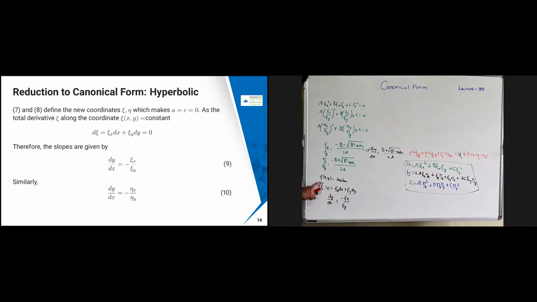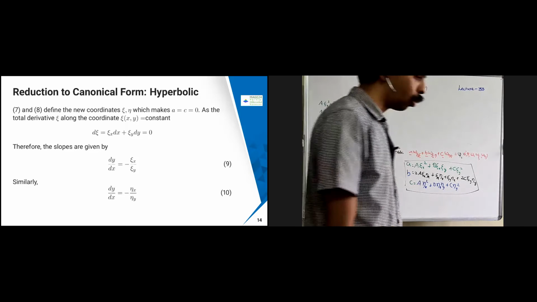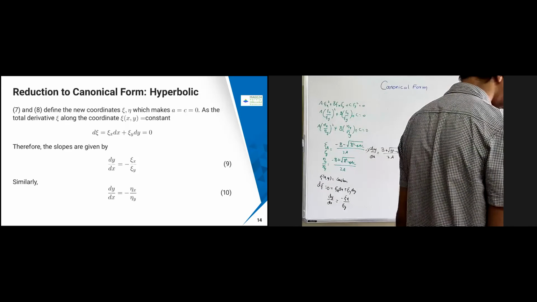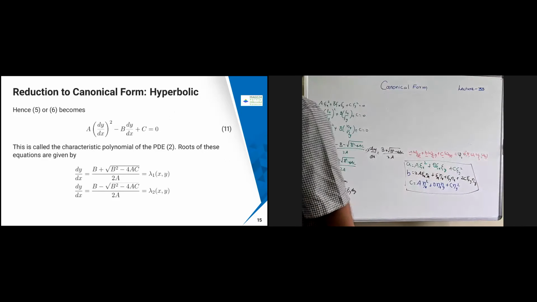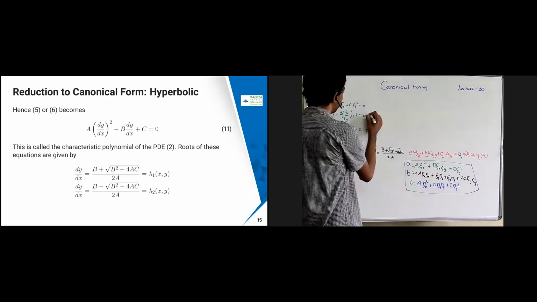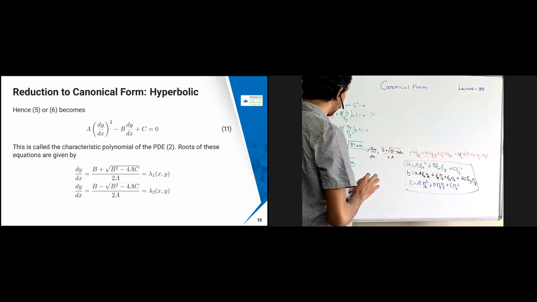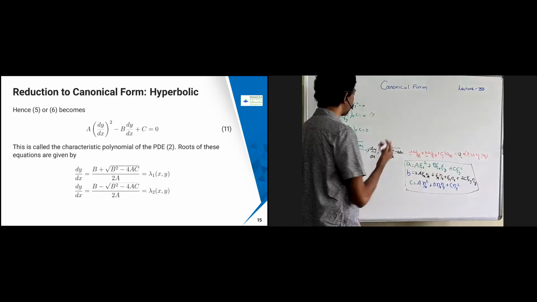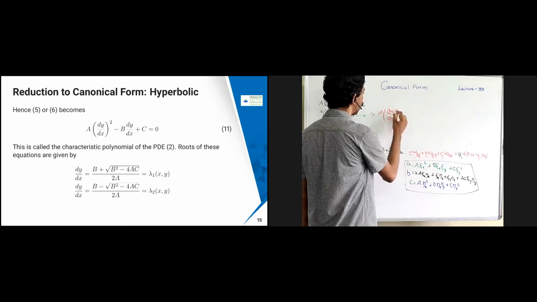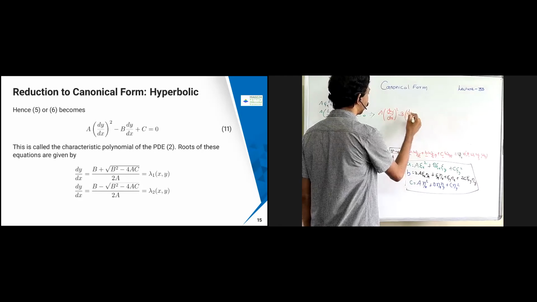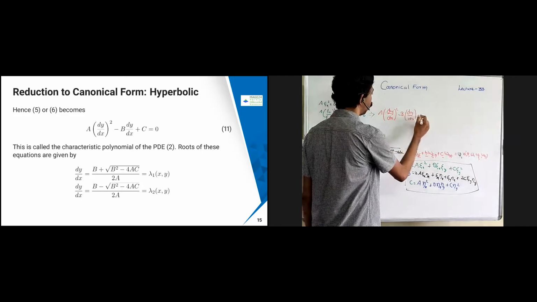Similarly, here I can do the same thing for the eta x and eta y. So in that case you are going to get dy equal to plus b minus square root of b square minus 4ac. Okay, so now suppose this is a simple equation. So in this case this equation is going to become a into (dy by dx) square minus b into dy by dx plus c equal to 0.